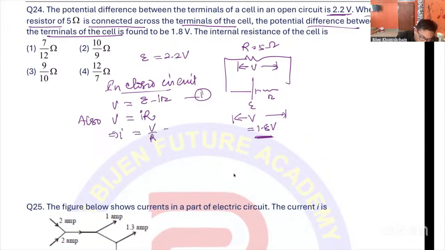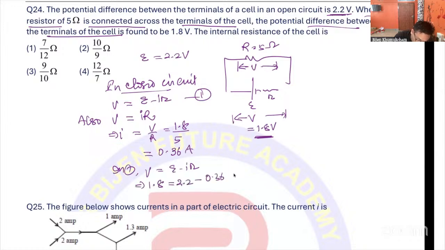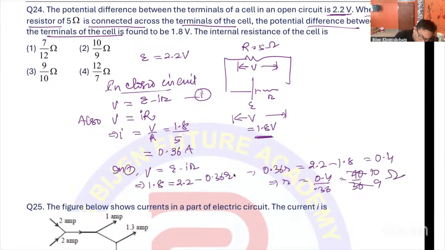It is V by R. The terminal potential is 1.8, R is 5, so the answer is 0.36 ampere. The current is 0.36. Using this in V equals E minus Ir: terminal potential is 1.8, EMF is 2.2, I is 0.36, and this r. So 0.36 r should be equal to 2.2 minus 1.8, which is 0.4. Then r is 0.4 divided by 0.36, which is 40 by 36, 10 by 9. So 10 by 9 ohm.